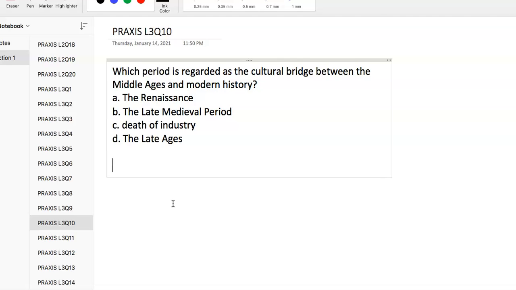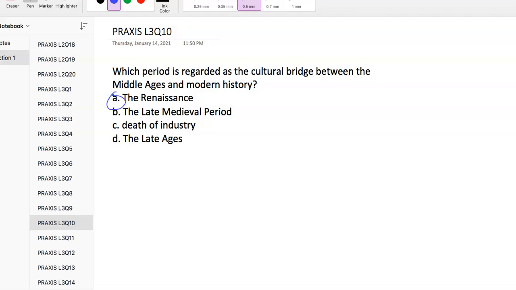Question 10. Which period is regarded as the cultural bridge between the Middle Ages and modern history? We definitely want to know this. It is the Renaissance. If you're not familiar with the Renaissance, it started as a cultural movement in Italy in the late medieval period and later spread to the rest of Europe. The intellectual basis of the Renaissance was a new version of humanism, which was based on the rediscovery of classical Greek philosophy. The new thinking became manifest in art, architecture, politics, science, and literature.